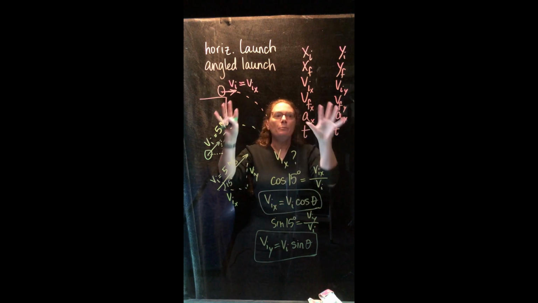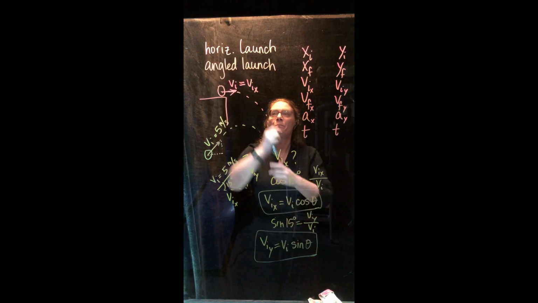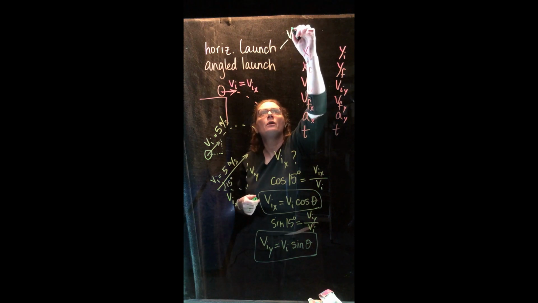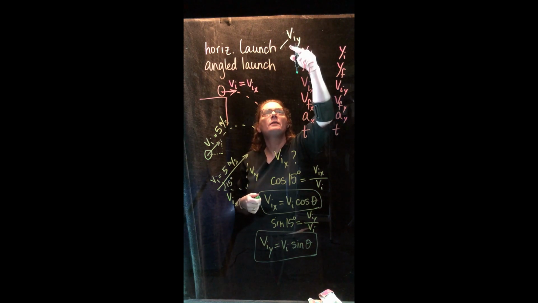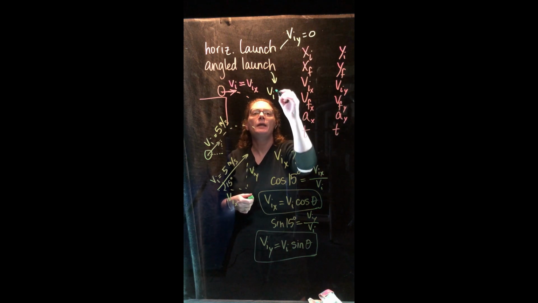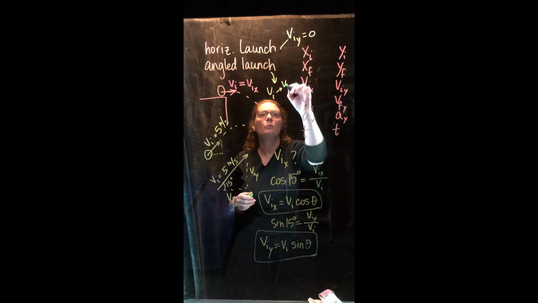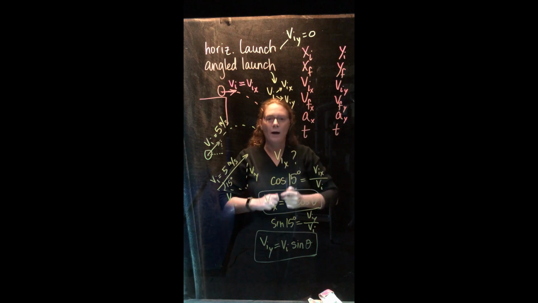So that's some of the basics of projectile motion. With a horizontal launch, you always know that the initial velocity in the y direction is 0. And with the angled launch, you have to take Vi, the initial speed, the initial velocity, and break it up into Vix and Viy.